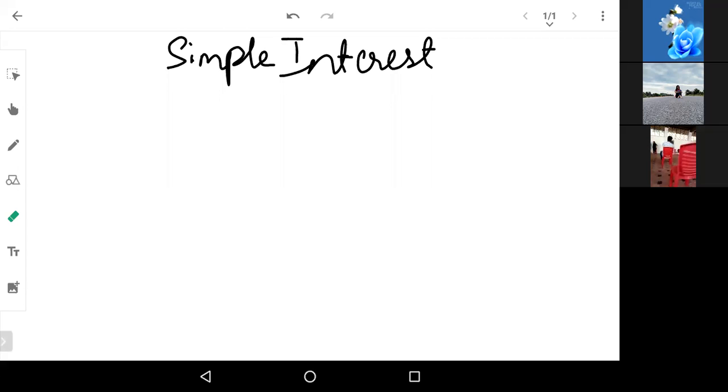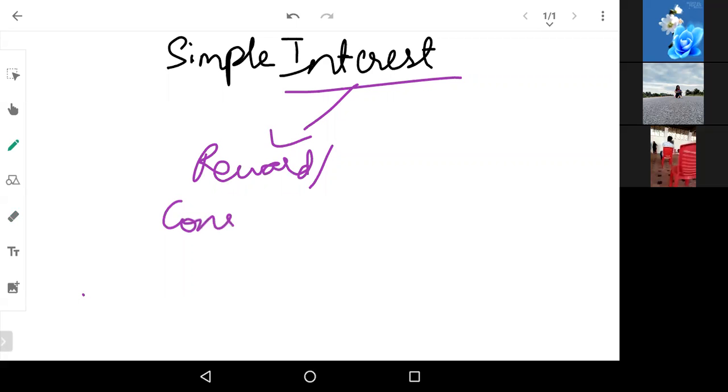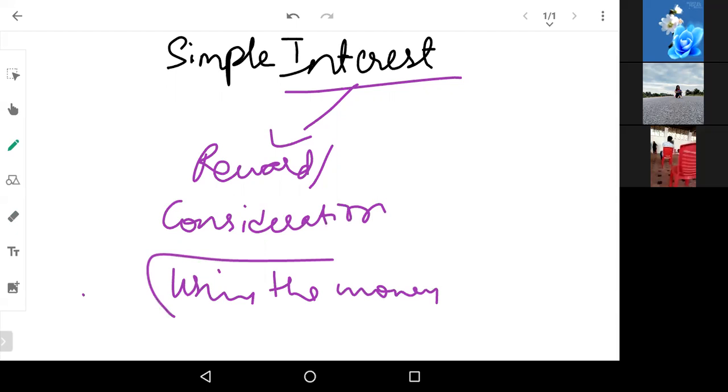Now the next chapter is simple interest. Now this is the interest which is calculated on the principal amount. So first we have to understand what is that interest or what is that principal. Now interest is the reward or consideration for using the money. For using the money, we pay some reward or consideration which is known as interest.